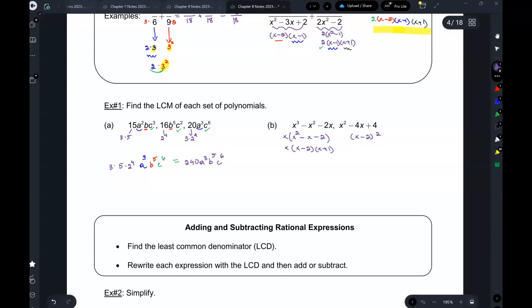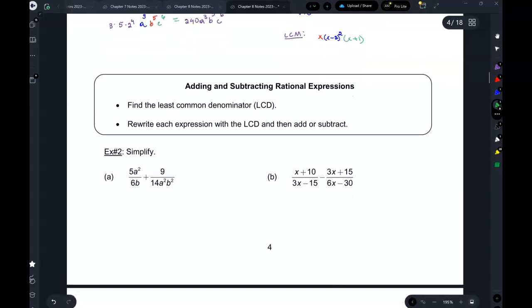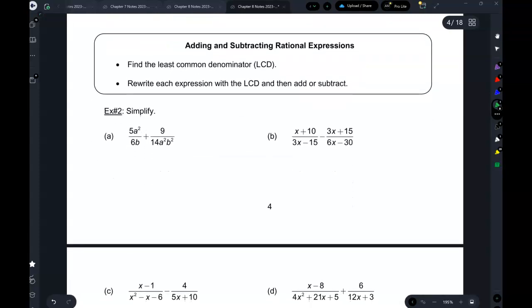Fabulous. So for the LCM, there is an x here that I'm going to take. All right, I have an x minus 2 and an x minus 2 squared. I'm going to take the square. And then lastly, I have an x plus 1. That's my LCM.